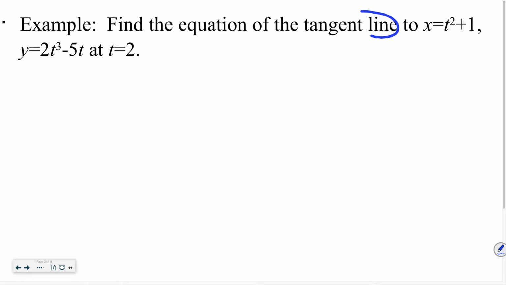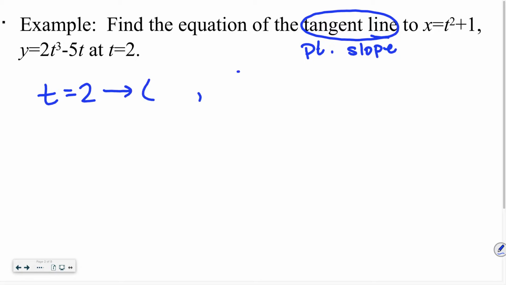I'm writing a tangent line equation, what are the two things that we need? Derivatives. We need a point, and we need our slope. Which one would you like to find first? Point. Let's find the point. So if we're at t equals 2, we need to figure out what our xy coordinate is. If we plug 2 in for t, our x would be, and our y would be 6. Yeah, it's 16 minus 10.